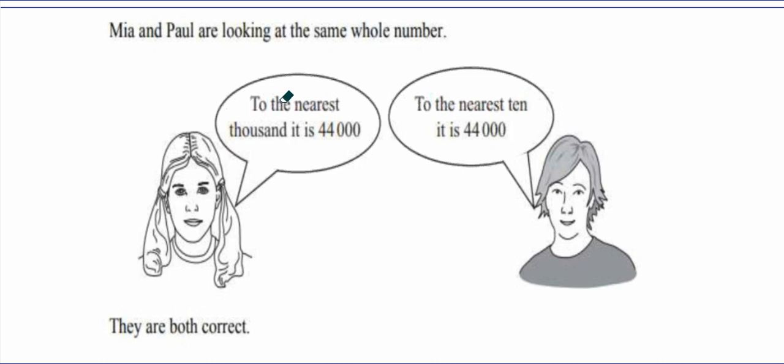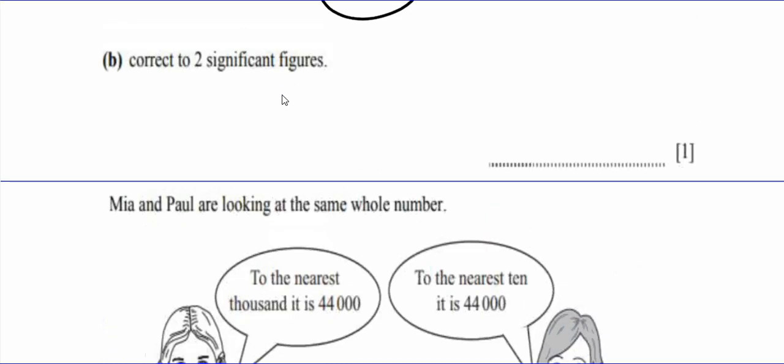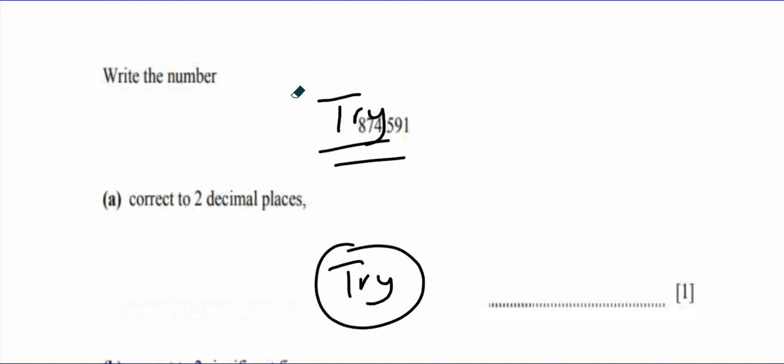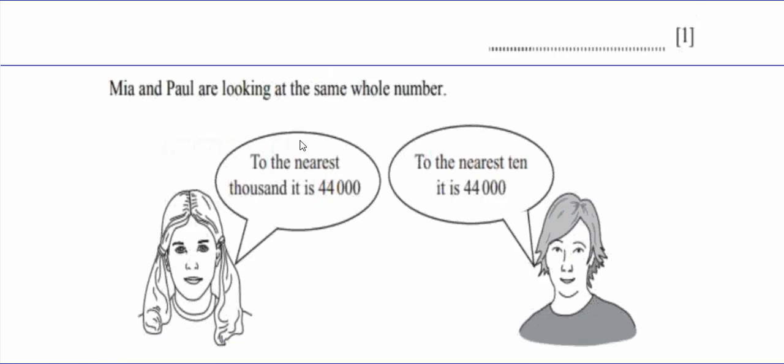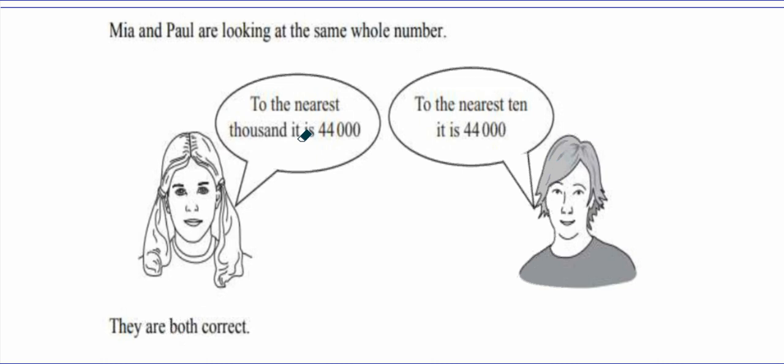Let us continue from where we ended. We ended over here, and I told you to at least try these few questions. But then I also told you to try this question. But now let me start from this same question. Mia and Paul are looking at the same whole number.